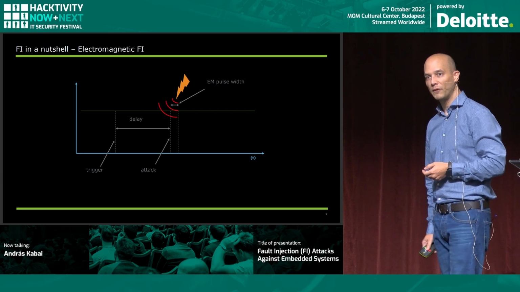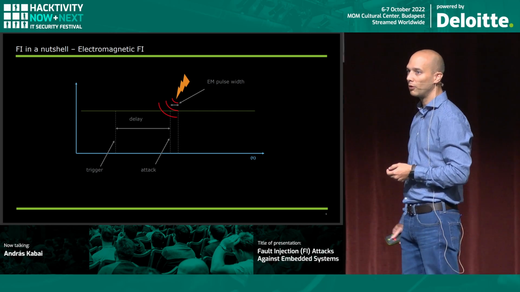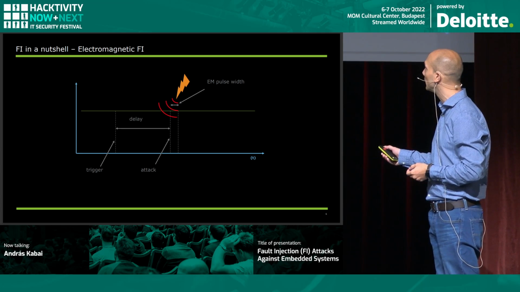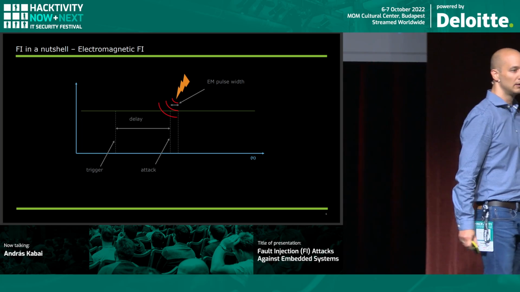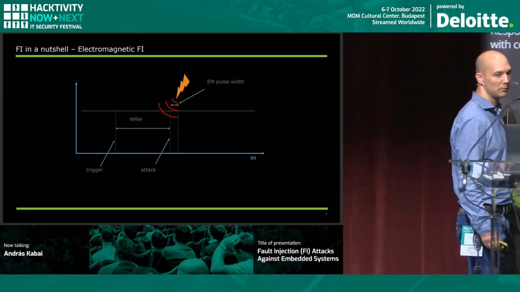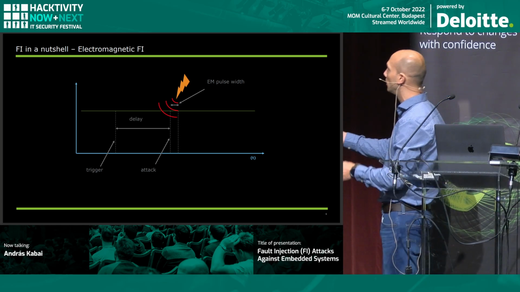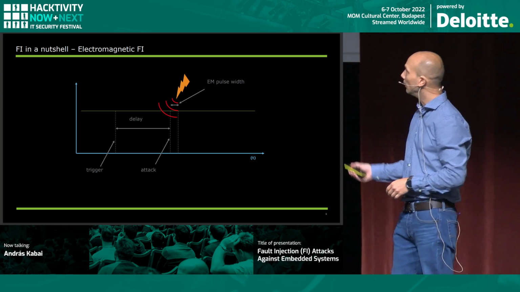In case of EMFI, the attack is basically the same. The only difference is that you don't target the voltage of the target microcontroller or CPU, but you introduce electromagnetic pulses. Basically, you have to follow the same approach: wait for a trigger, count until the specific delay, then execute the attack with the right configuration against the target. We will get back to this later.